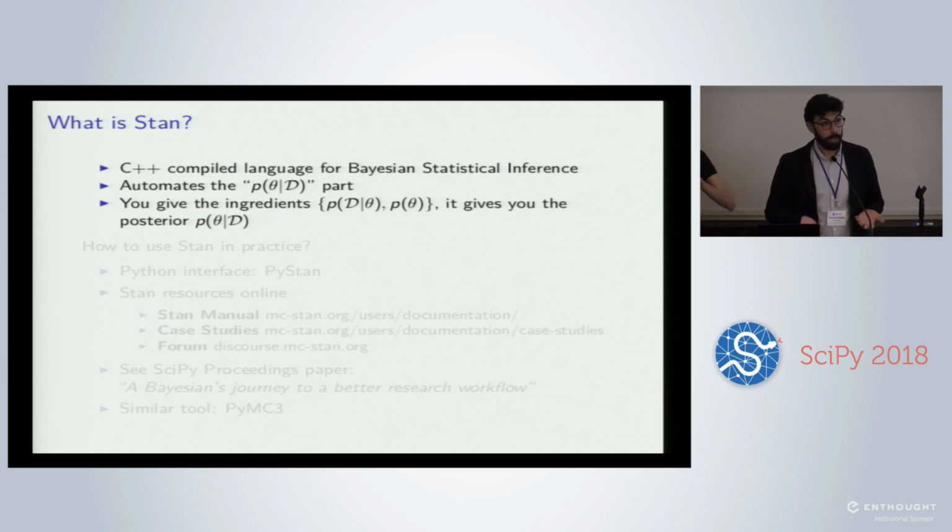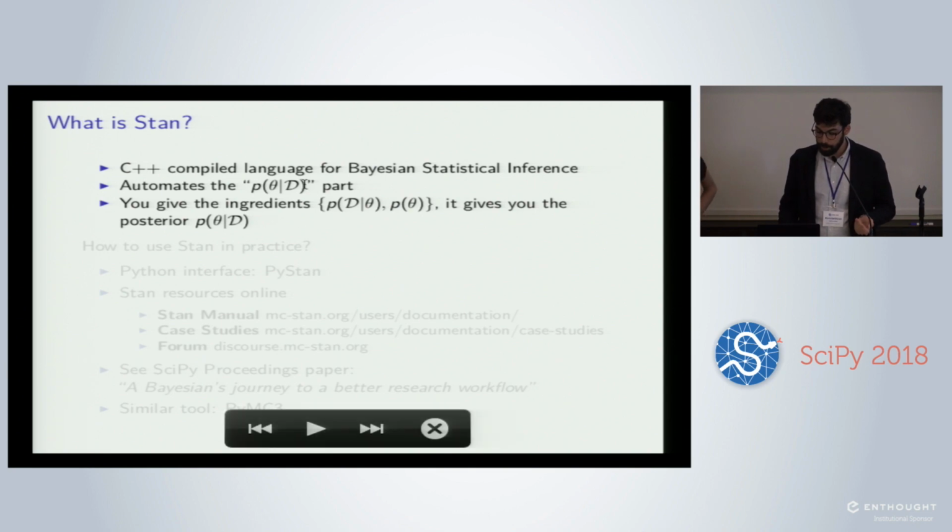So what is Stan? How do we do this? Stan is a compiled C++ language for Bayesian statistical inference. Okay, so why do we care about Stan? Well, it automates the posterior distribution part that is notoriously hard to get. And it usually requires lots of tuning and custom-made algorithms that I've actually spent a lot of time building. With Stan, it can be a lot faster. And you don't have to think so much about how to be clever about getting the posterior. It's more automatic.